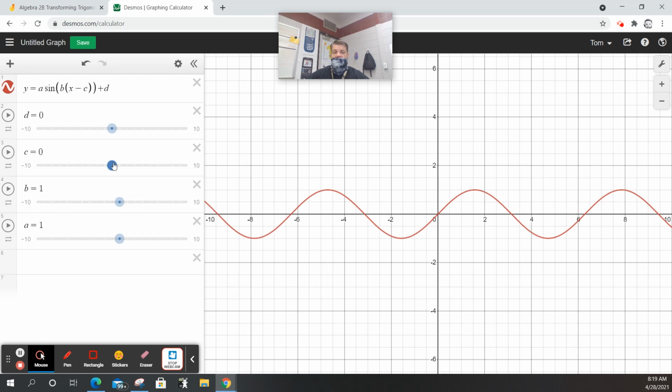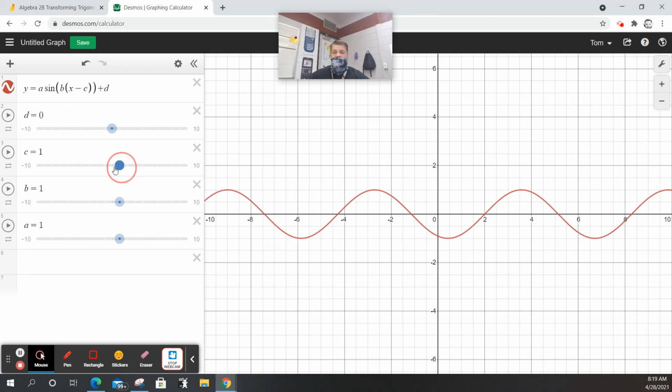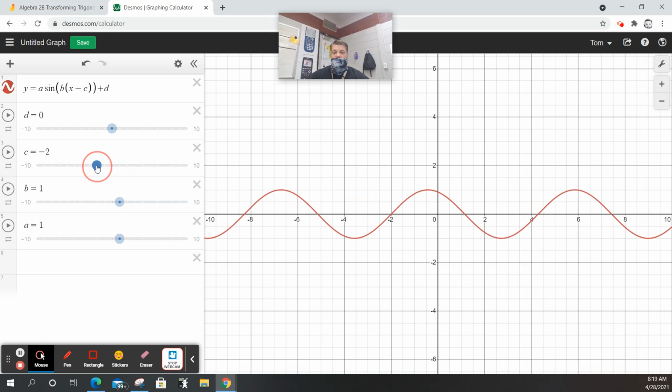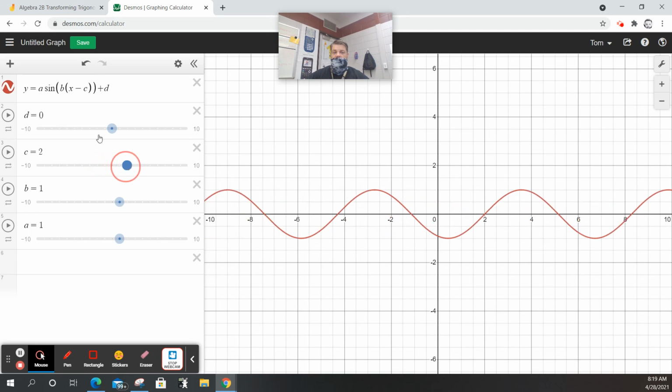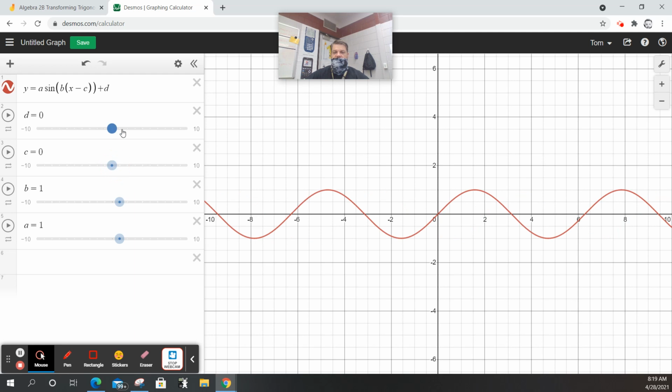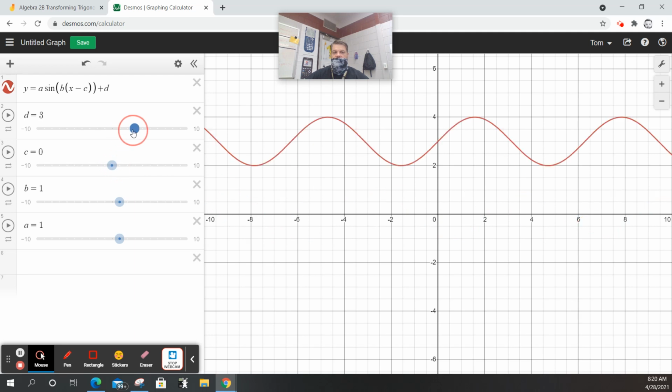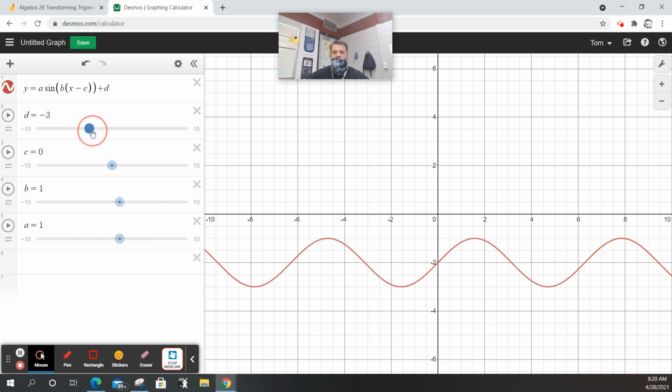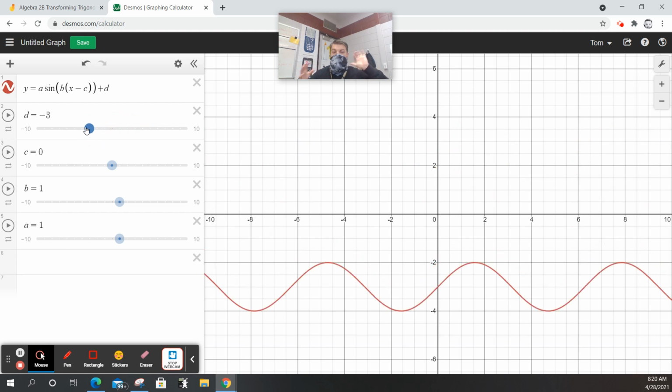So C shifts it left to right. This is very similar to what it normally does: inside the parentheses, it shifts it left or right. And then D shifts it up or down. If D gets positive, it shifts it up, and if negative, D shifts it down. So C and D still play the same role that they did with regards to translating. Okay. Back to our question.